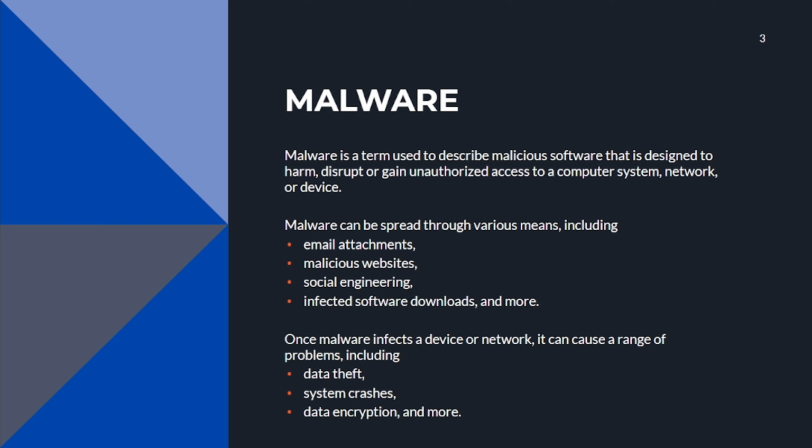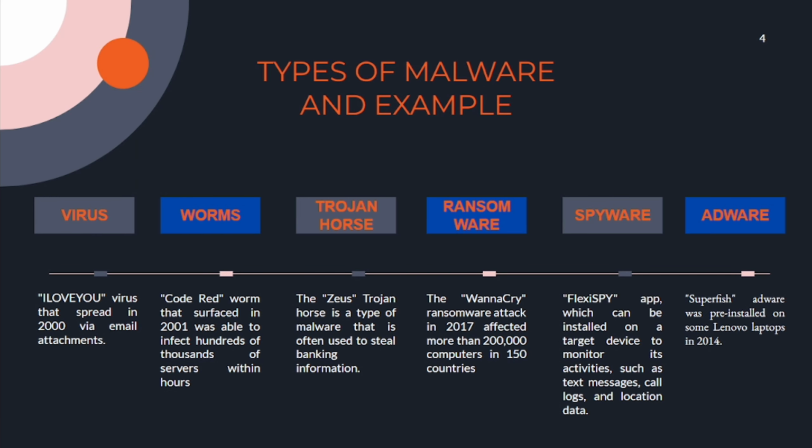So what is malware? Malware is a term used to describe malicious software that is designed to harm, disrupt, or gain unauthorized access to a computer system, network, or device. Malware can be spread through various means including email attachments, malicious websites, social engineering, infected software downloads, and more. Once malware infects a device or network, it can cause a range of problems including data theft, system crashes, data encryption, and more. Moving on to types of malware, and an example of the same.